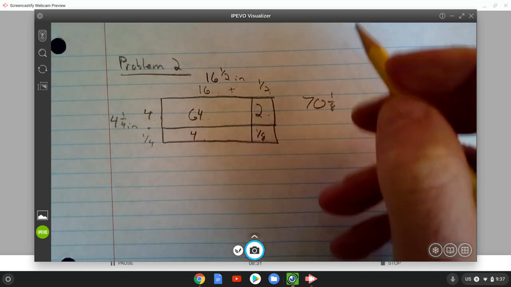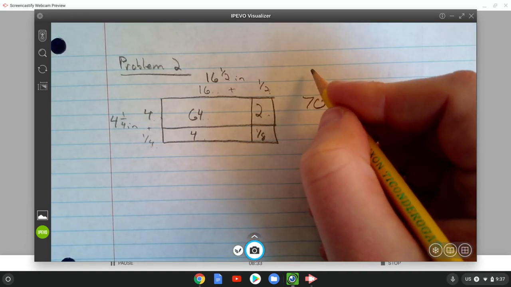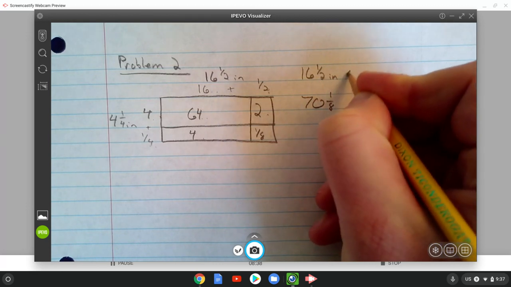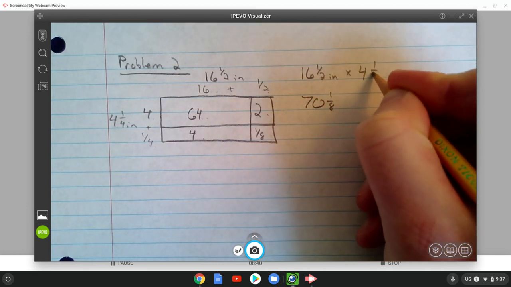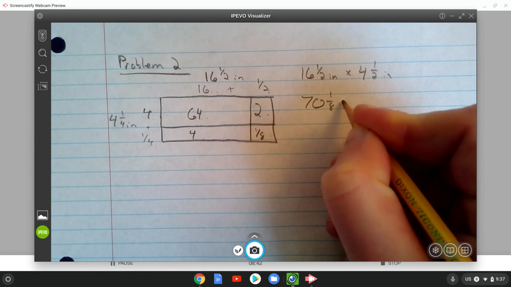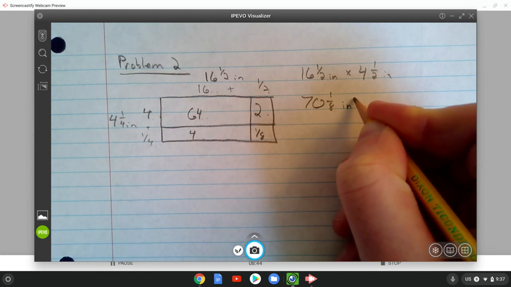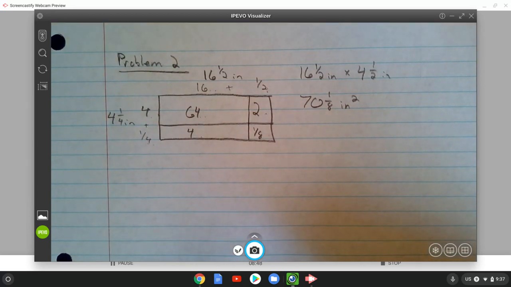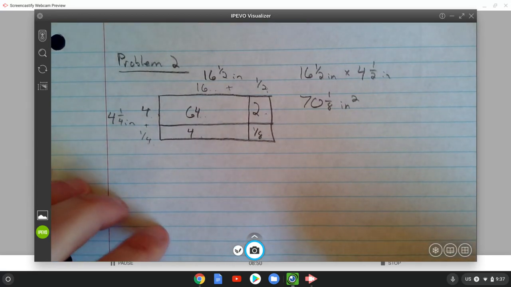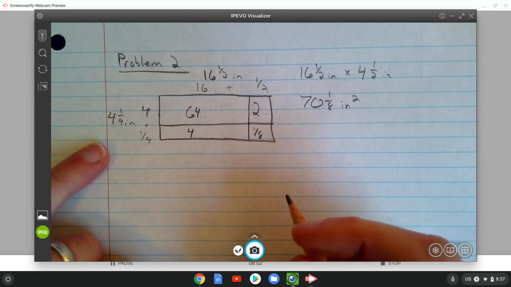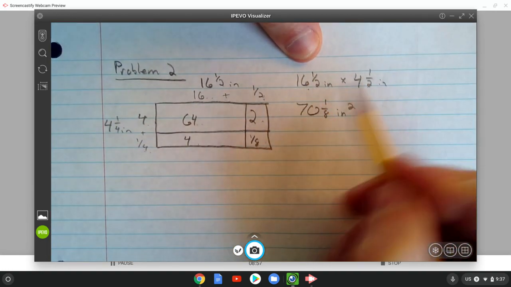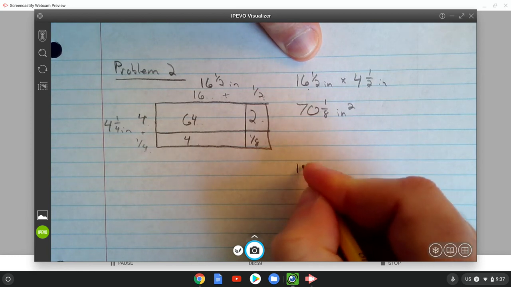So what is the product of 16.5 inches times 4 1/4 inches? Well, it's 70 and 1/8 square inches. That's one way you could do it, right? You could also go through the distributive property the whole way through. 16 times 4. Well, by the way, that's what we just did.